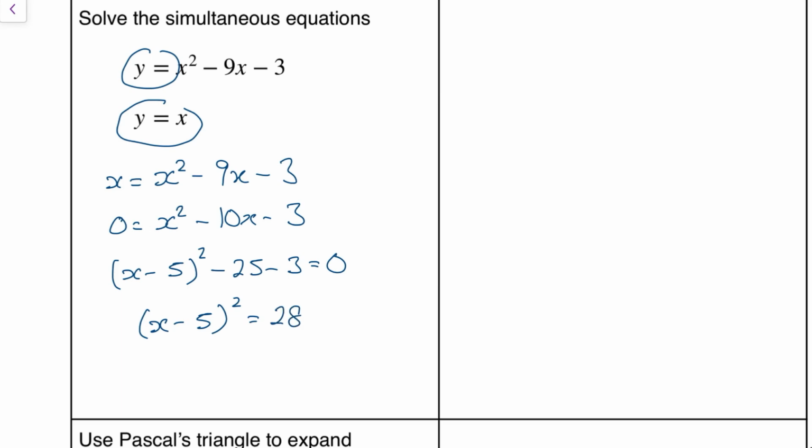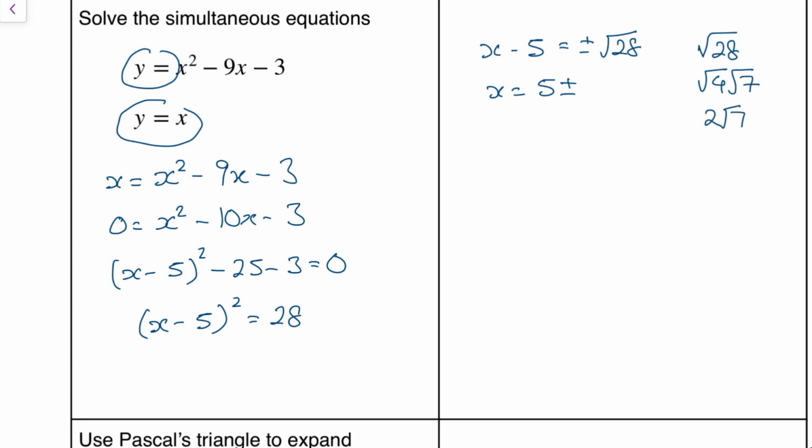And so that's going to be, well, let's bring it up here. x minus 5 is equal to plus or minus root 28, which means that x equals 5 plus or minus root 28. Now, just to be neater about it, root 28 is the same as root 4 times root 7, which is the same as 2 root 7. So I'm actually going to write this as 2 root 7.